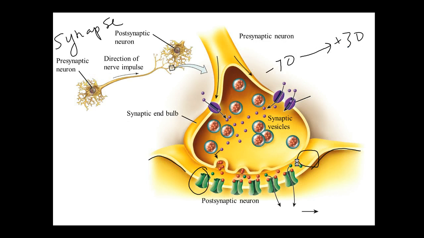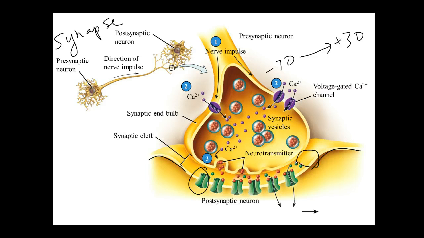We're going to have a nerve impulse, an AP, travel down the axon till it reaches the end bulbs. It's going to cause a change in charge from -70 to +30. The change in charge causes voltage gates to open on the end bulb, which are calcium voltage gates. Calcium will rush into the end bulb, causing a release of neurotransmitters into the cleft.